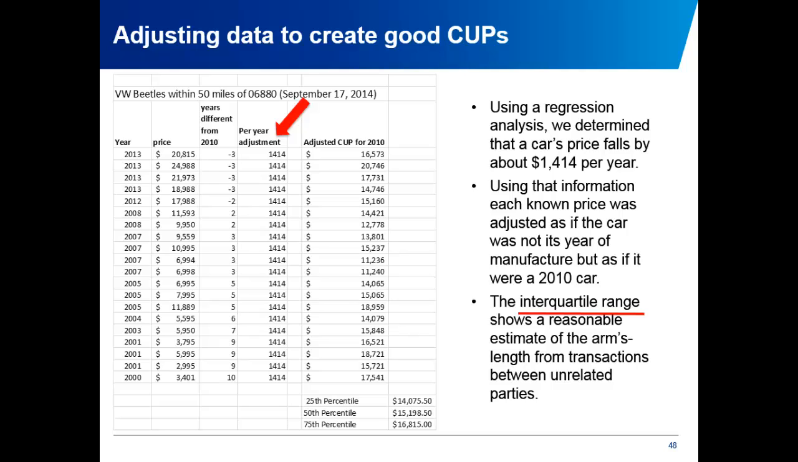Now, we're also going to generally use the interquartile range. So we're going to take all of these observations and adjust them, look at the interquartile range of that adjustment down here, and we see that our interquartile range is from $14,075.50 to $16,815.50. So you can see we've really narrowed the range down a good bit, because before we made any adjustment whatsoever, the lowest car was at $3,400 and the highest car was up at $2,400. So that would have been an incredibly wide range. If we now make these adjustments, we've really improved the comparability quite a bit.